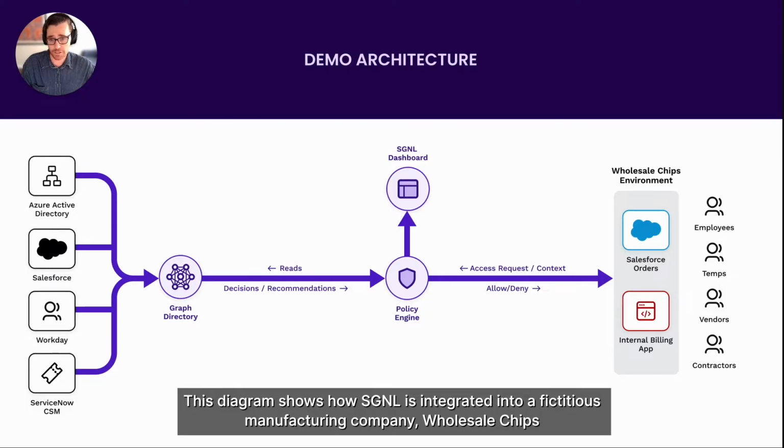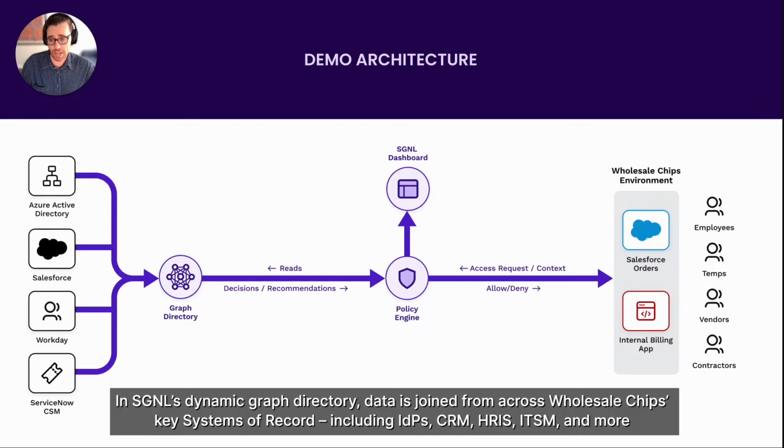On the left here, you can see Wholesale Chips has four systems of record that they're integrated with. Azure Active Directory is their IDP, Salesforce for CRM, Workday is their HRIS, and ServiceNow CSM to manage the cases for their valued customers. Each of these data sources is feeding into Signal's graph directory.